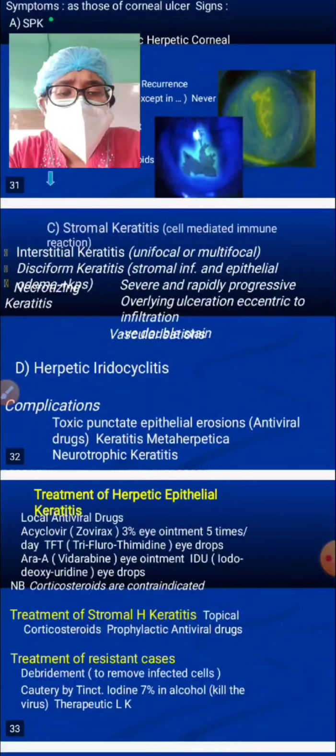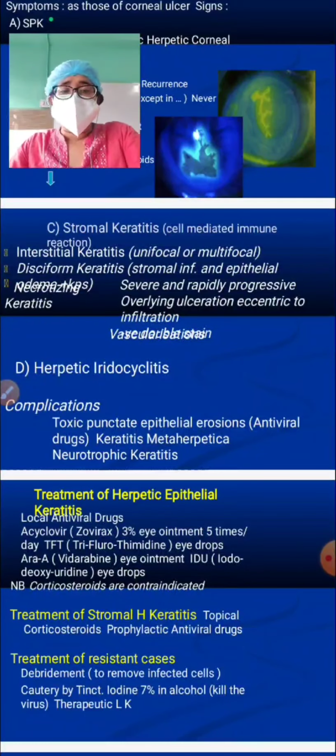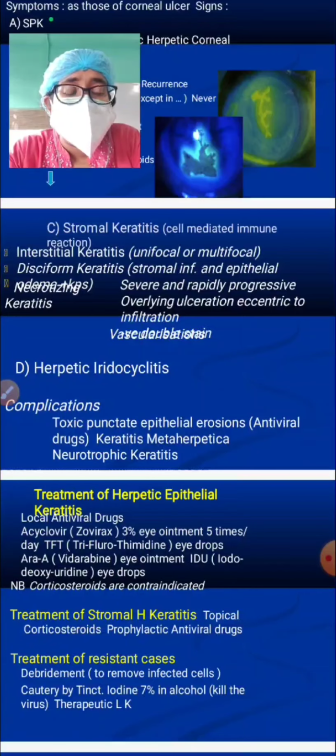And what is the general treatment of viral keratitis? Again 3A: atropine, antiviral meaning acyclovir ointment, and analgesic. Along with that you may or may not give antibacterial antibiotic drops to prevent secondary bacterial infection. Steroids, as I have already told, whom to give and whom not to give.